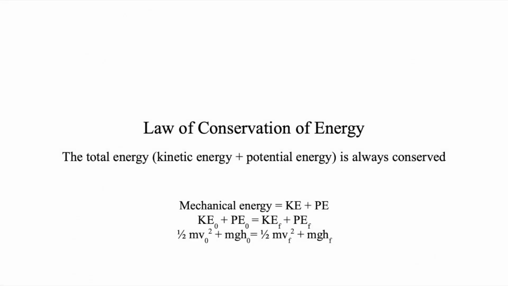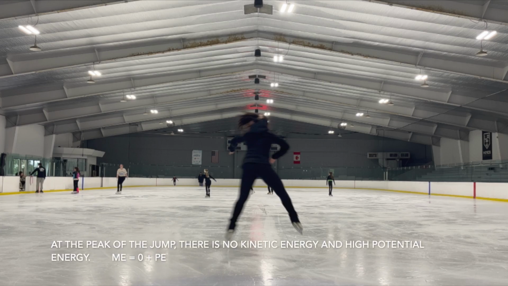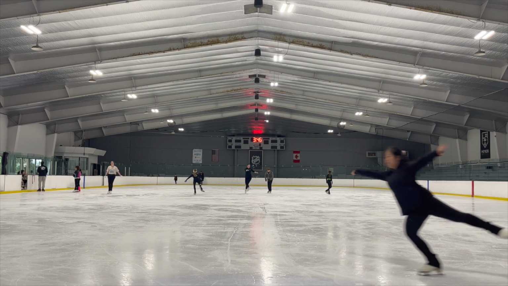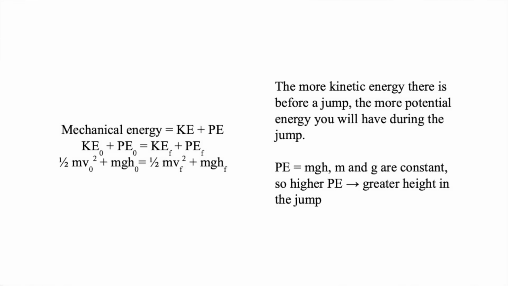Like all other motion, jumps follow the law of conservation of energy, which dictates that the total energy, which is the sum of the kinetic and potential energies, is always conserved. Since energy is conserved, the more kinetic energy there is before a jump, the more potential energy there will be during the jump. So if I want to jump higher, I need to have more kinetic energy before I jump, possibly just by swinging my leg faster into the jump.